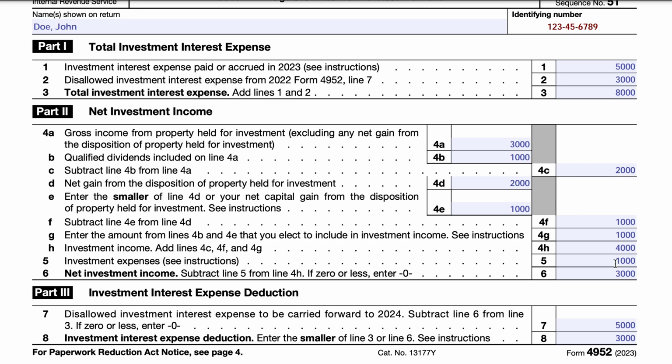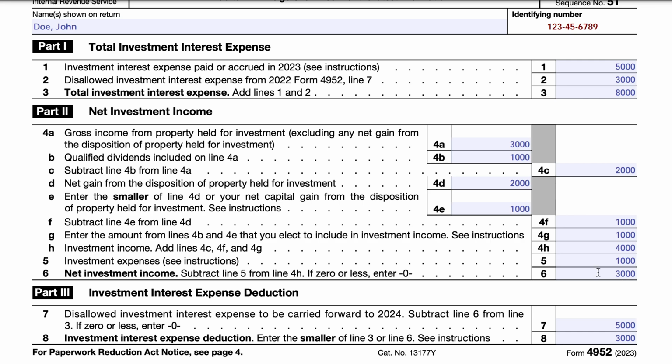Investment expenses do not include any deductions used to determine your income or loss from a passive activity. And you cannot include any miscellaneous itemized deductions, which aren't allowed until at least tax year 2026 as it currently stands. So in this case, John Doe, he's reporting $1,000 of investment expenses, which we're going to back out by subtracting this number from the $4,000 of investment income. And we arrive at $3,000 of net investment income.